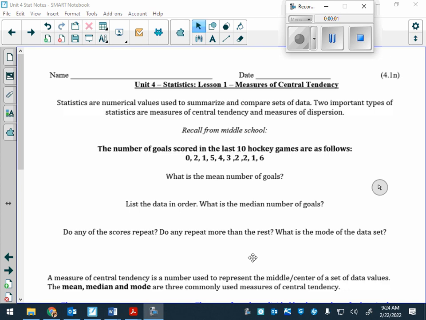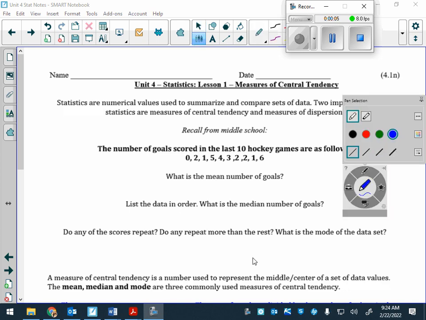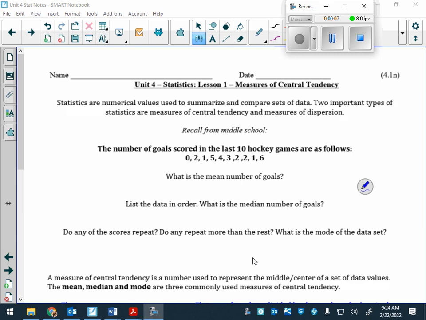The lesson is the measures of central tendency, which we have already discussed. Statistics are numerical values used to summarize and compare sets of data. Two important types of statistics are measures of central tendency and measures of dispersion. Central tendency is our mean, median, and mode. Dispersion looks at the spread, which is the range. Those are two things we look at.